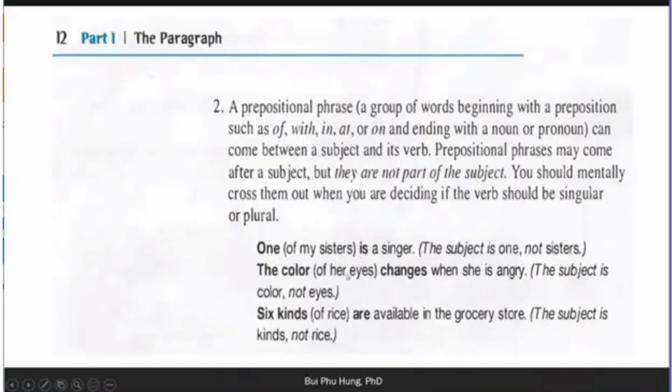The color of her eyes changes when she is angry. So the color is singular, changes is singular. Six kinds of rice are available in the grocery store. The subject here is six kinds, not rice. Rice is not the subject. Six kinds is the main subject, the head of the subject. So six kinds is plural and are is also plural.